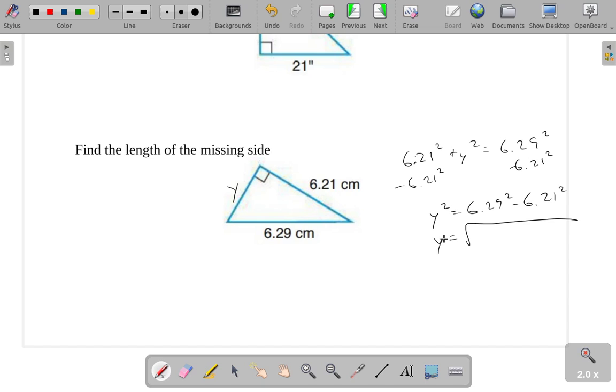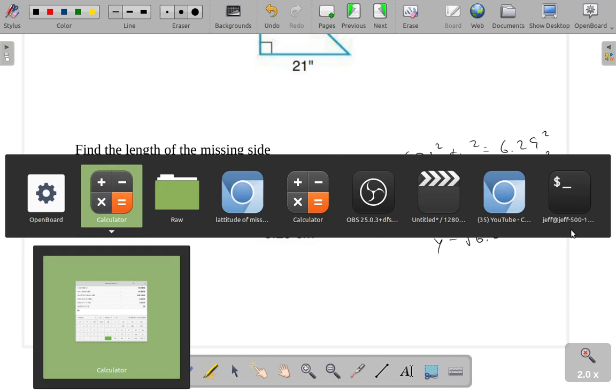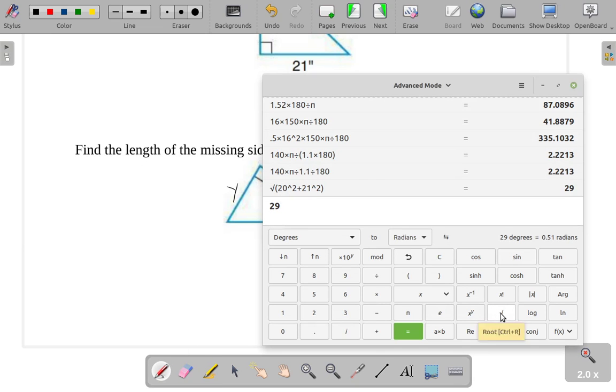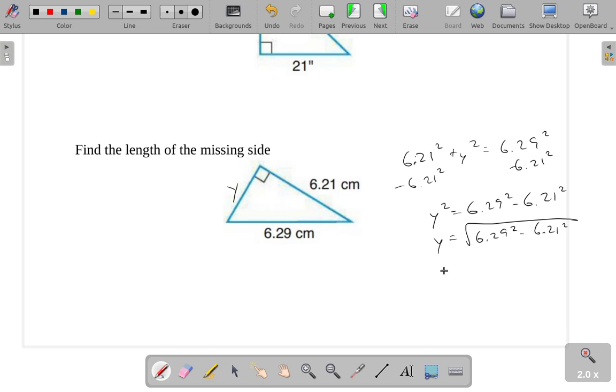So what we'd want to do now is take the square root of 6.29 squared minus 6.21 squared, and that'll give us the length of y. So I'll plug that into the calculator here. Parentheses 6.29 squared minus 6.21 squared. Close my parentheses, and this gives me a length of 1. y equals 1.